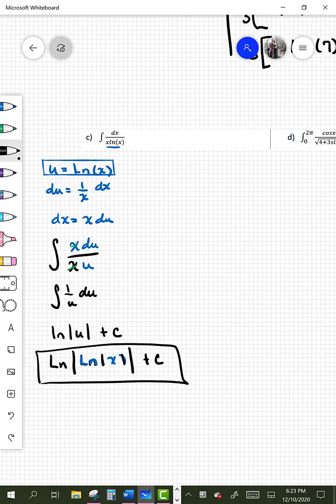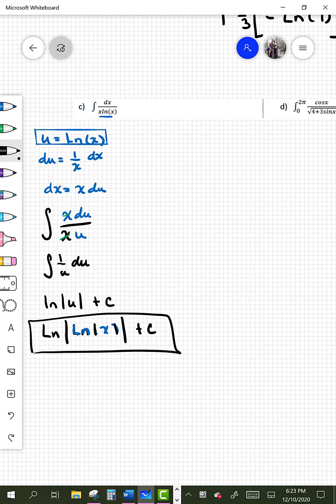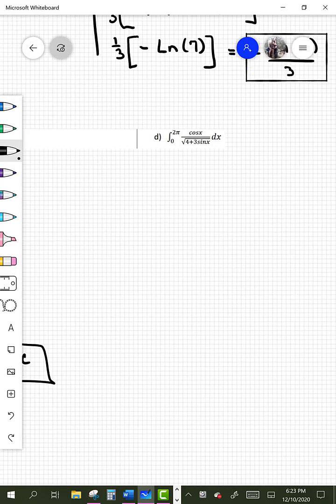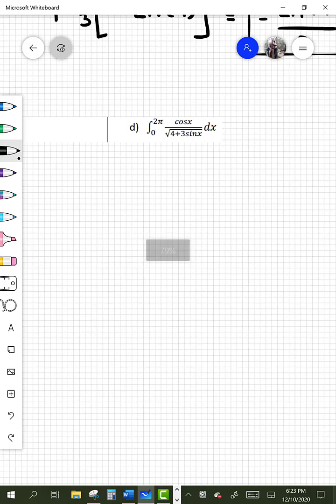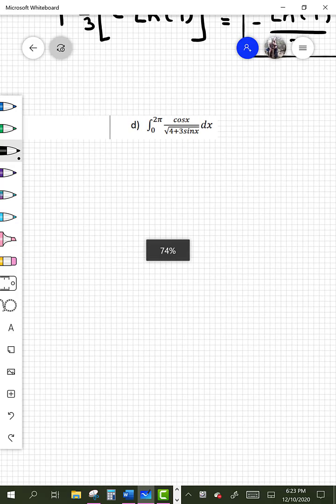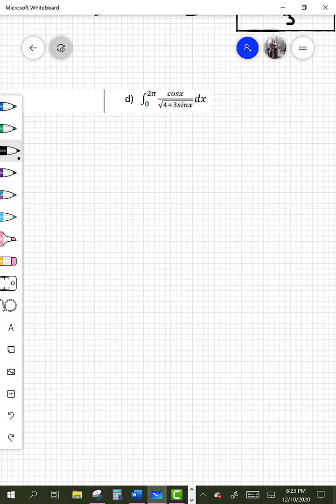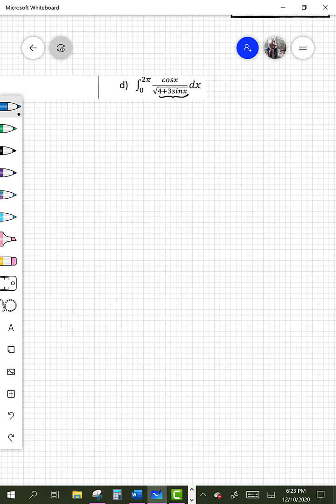Okay, that one was worth 5 points. Going over now and looking at part D of number 2. Again, we want to use substitution here. We don't know how to integrate this. We know the derivative of sine of x is cosine of x, and that things would start to cancel. There's more than one term underneath the radical, so let us choose u to equal the radicand, which is 4 plus 3 sine of x.